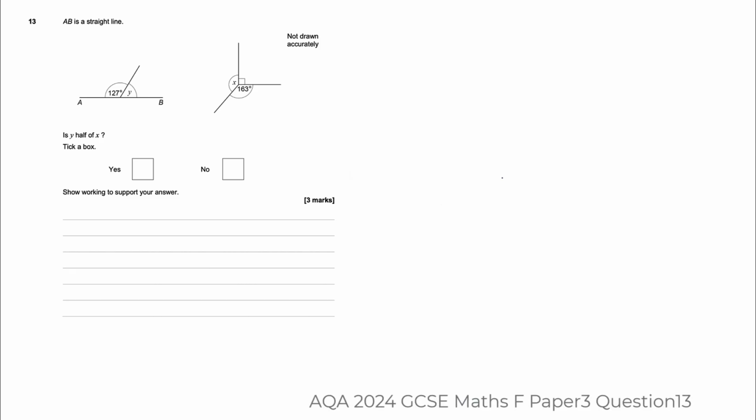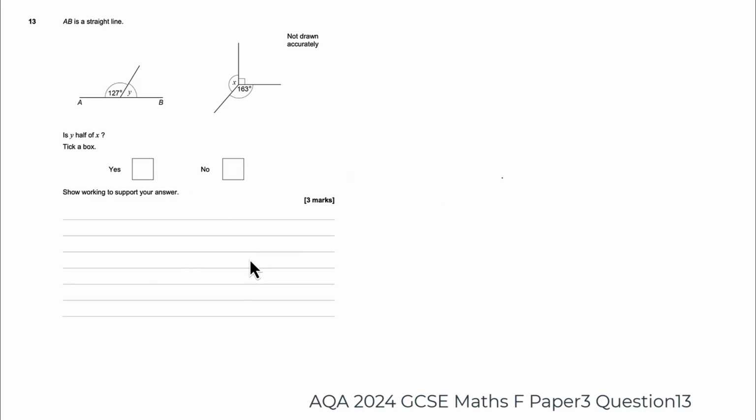So this is question 13. We're told in this diagram AB is a straight line, and we seem to have two angles meeting at this point here. In this one we've got 3 angles meeting at this point. Now we're asked, is y, the size of this angle, a half of x? That's the size of this angle. Yes or no?